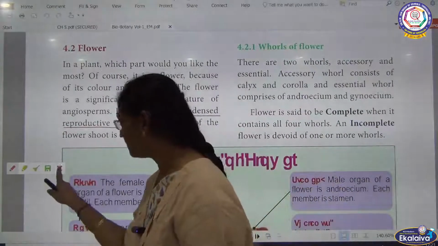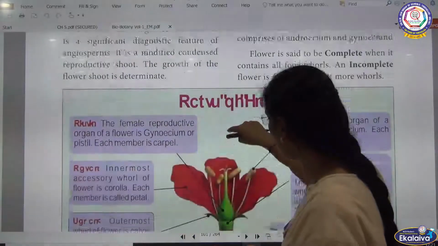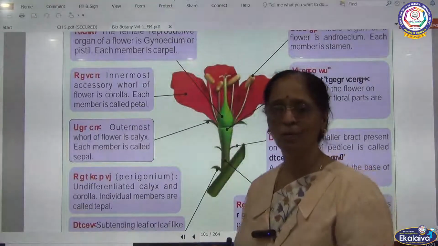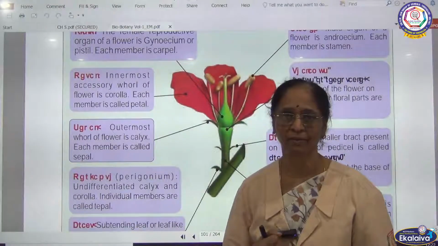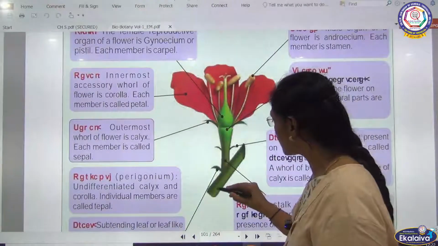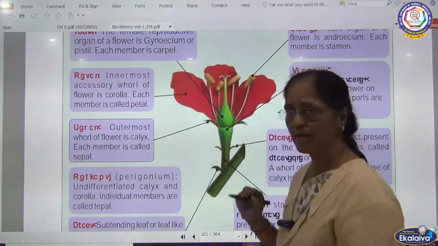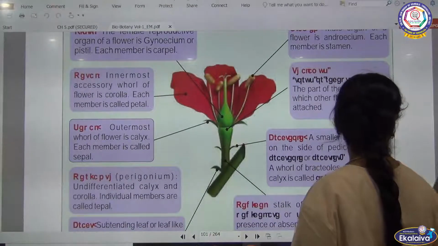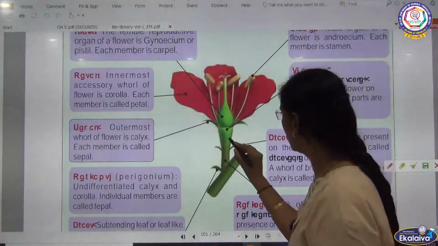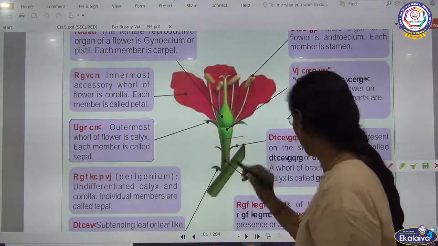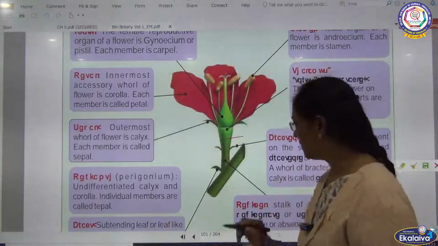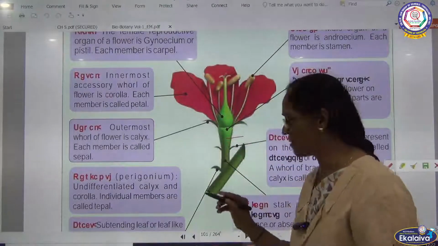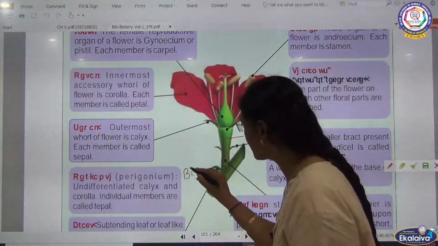When you see the flower, it has 4 different whorls. You will find in this picture, and already in the lower classes you all would have dissected the flower. And when you see that, this is the stalk on which the flower is borne, and this stalk of the flower is called a pedicel. And a small leaf-like structure from where the pedicel arises, this is what we call a bract.